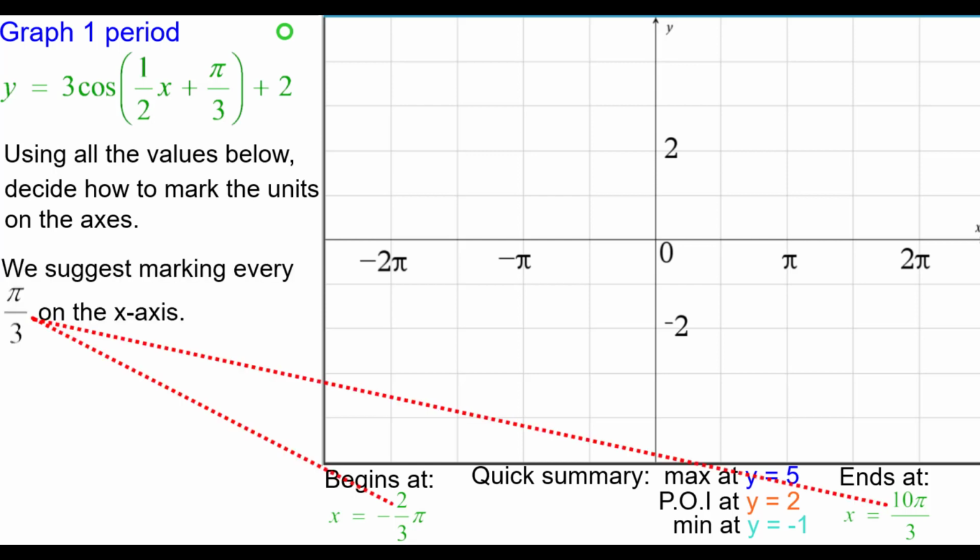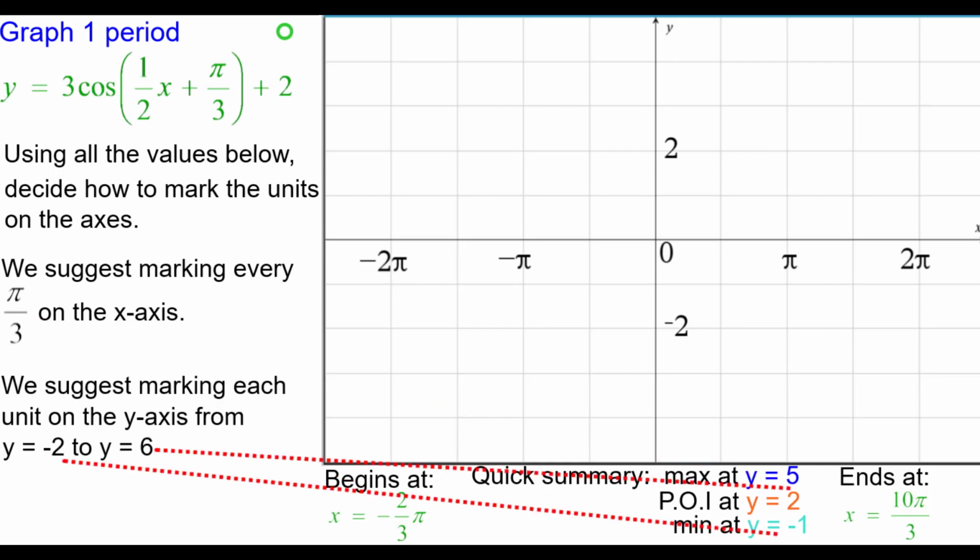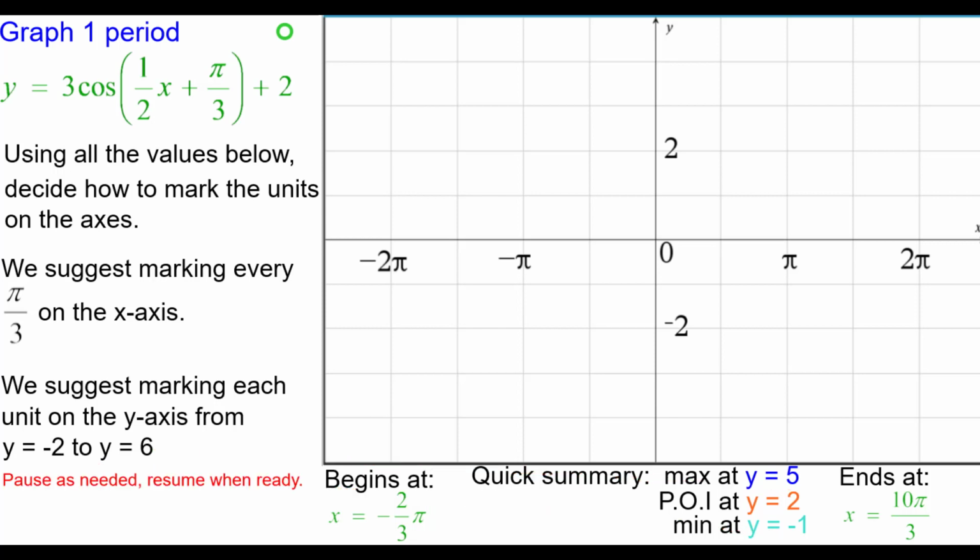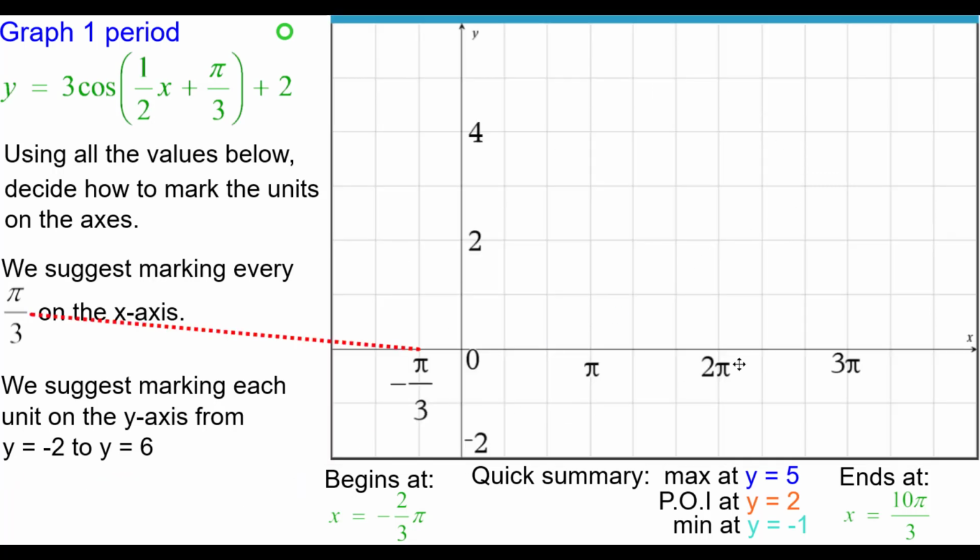We suggest marking every pi over 3 on the x-axis and having y go from -2 to +6 because of our max and min values. Pause to do that. So this is what we prefer the axes would look like. Every pi over 3 is marked off. And from y equals 6 to y equals -2 is marked off.